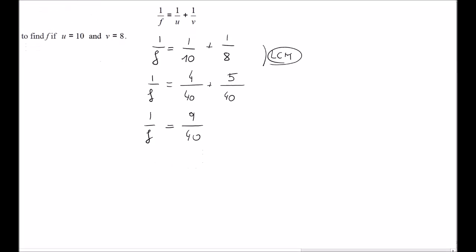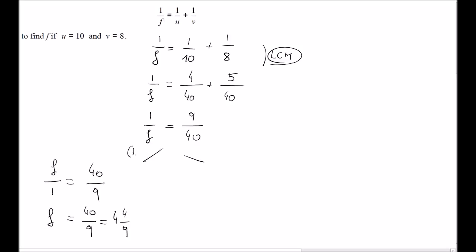Now, how am I going to get to f? Because now I have 1 over f. Well, there's 2 ways of seeing this. Either because 1 over f is equal to 9 over 40, you can just switch the fractions, turn them upside down. f over 1 is equal to 40 over 9, but f divided by 1 is just f. So in this case, f is going to be 40 over 9, which is also going to be, as a mixed number, 4 and 4/9.